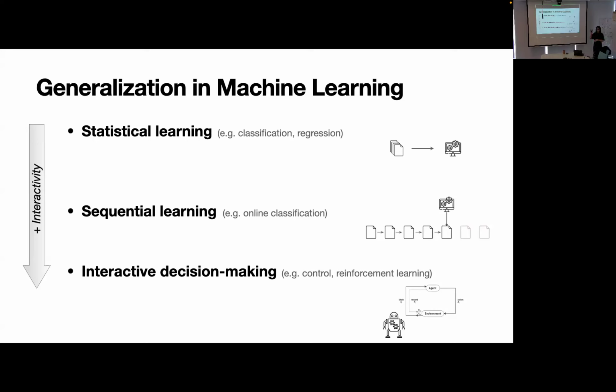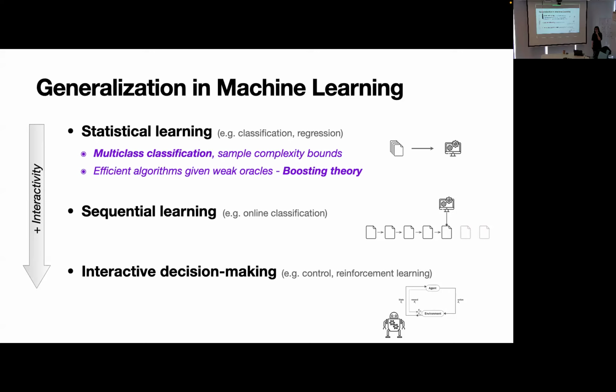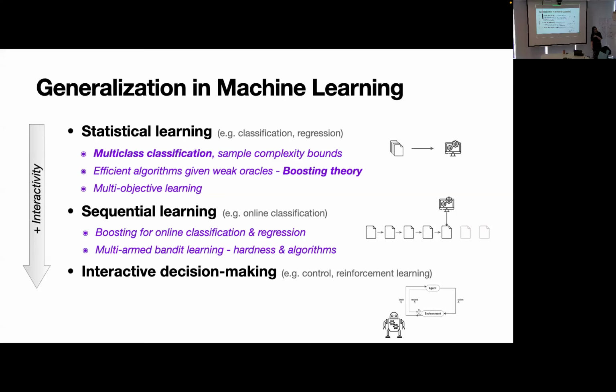So just to give an overview of the types of work that I've done in these different categories. In the context of statistical learning, I've worked a lot on multiclass classification and specifically on sample complexity bounds, essentially saying how much data is needed to learn. I've worked a lot on efficient algorithms given oracle access to weak oracles that are weak in some sense. This is typically called boosting theory, and I'll talk about that later in this talk. And I've worked on multi-objective learning, where we have different criteria that we want to satisfy beyond the standard classification loss. In the context of sequential learning, I've worked on, again, boosting algorithms, but now in online classification and online regression. I've worked on the multi-armed bandit problem, both hardness results and algorithms. And in interactive decision-making, I've worked on algorithms for online control and reinforcement learning under various relaxations.